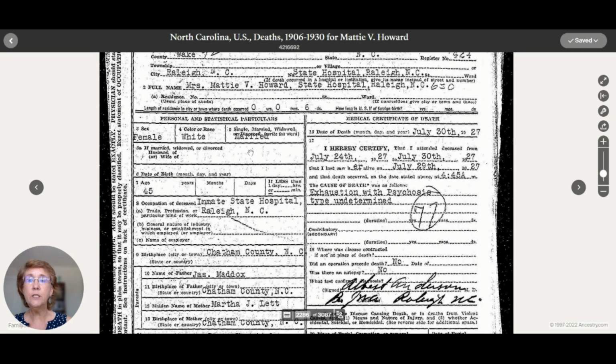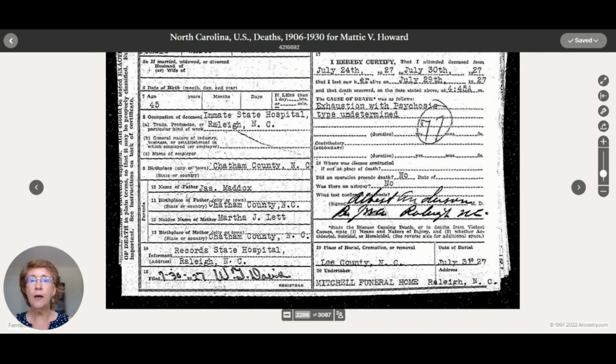I know she was married. So if I didn't know she was married, then I would definitely pursue her marriage record, because I know her last name is Howard. Her parents' last name is Maddox. So that would tell me her maiden name was Maddie Maddox. I would look for a Maddox Howard marriage record, either in Lee County or surrounding counties down there, since that seems to be where the family was focused, Chatham County and Lee County, which are side by side.